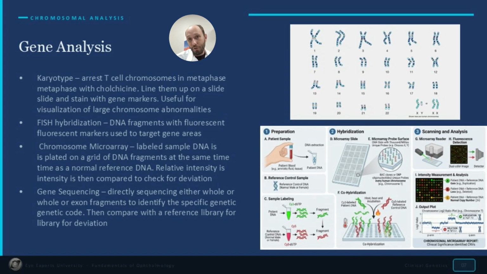Lastly, you can do gene sequencing, which is the most popular and probably most cost-effective thing right now, where we take genes, sequence the entire genome, and then we specifically look at DNA base pair analysis and compare it to the known DNA libraries. This way we can specifically identify if a mutation is present.